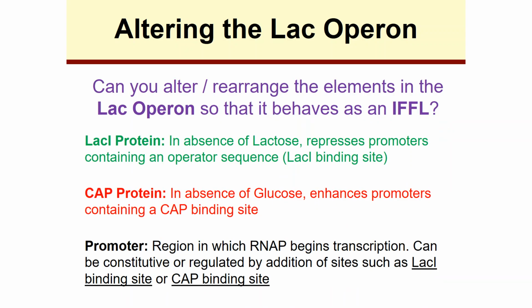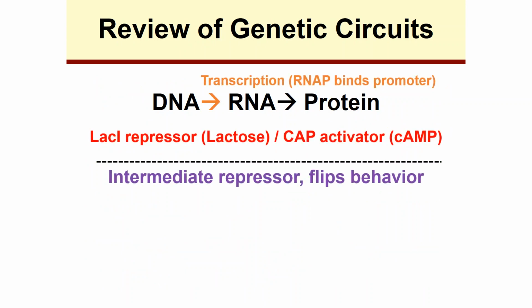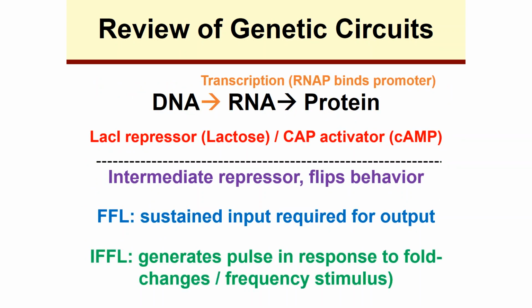So these are some exercises that you can consider. How would you take the Lac Operon and change it so it behaves as an incoherent feed-forward loop? I'm going to skip through this here, but just as a way of review, a feed-forward loop requires a sustained level of input for an output, and an incoherent feed-forward loop generates a pulse in response to fold changes or a certain frequency of stimulus.